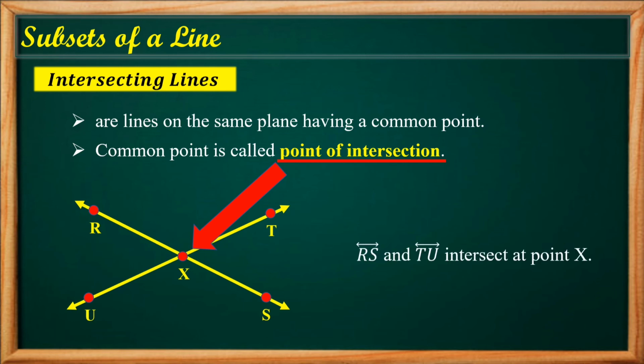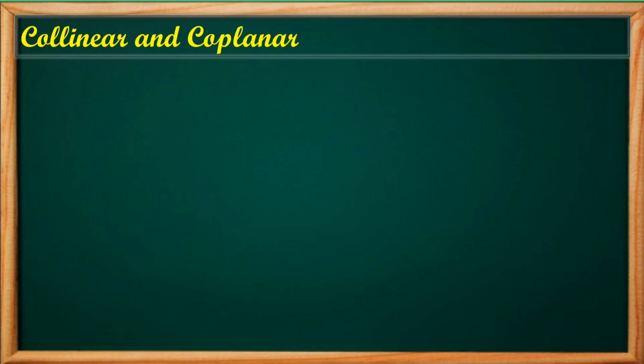Then we have here, line RS and line TU intersect at point X. Okay. Parang sa crossing lang, di ba? Yung sa mga daanan, sa mga road, parang nag-crossing lang. Yun siya. Next.